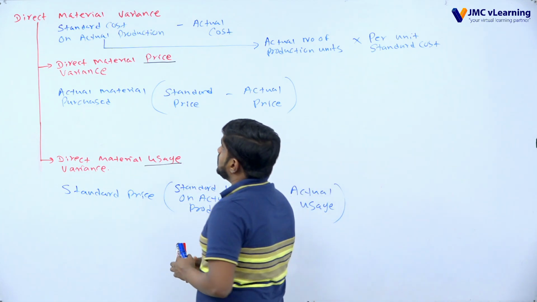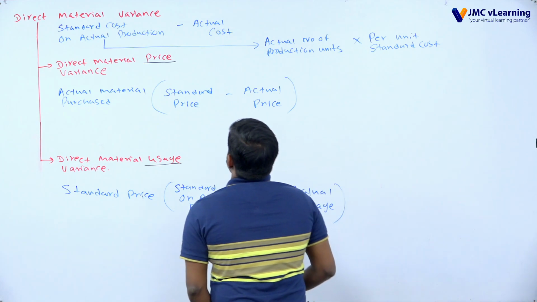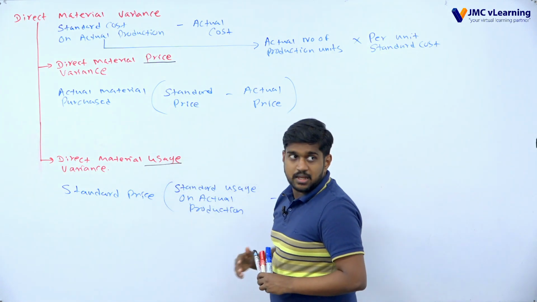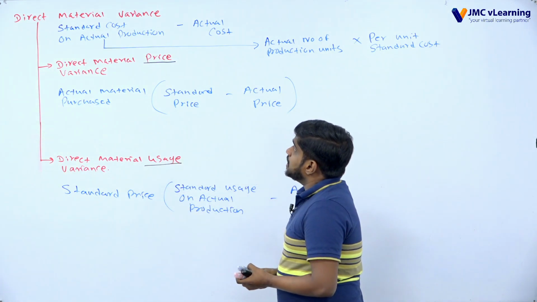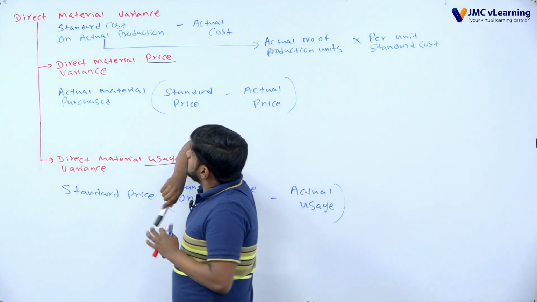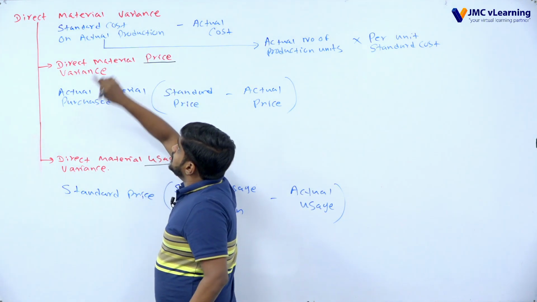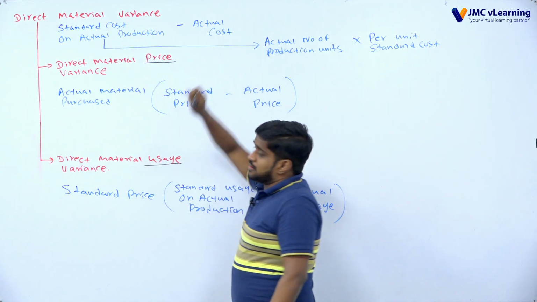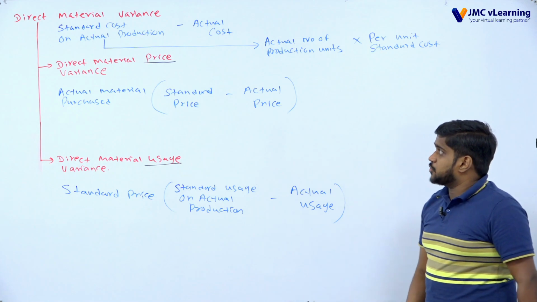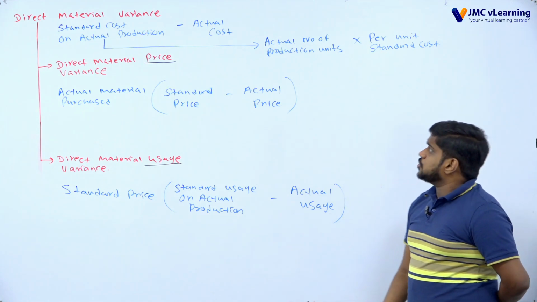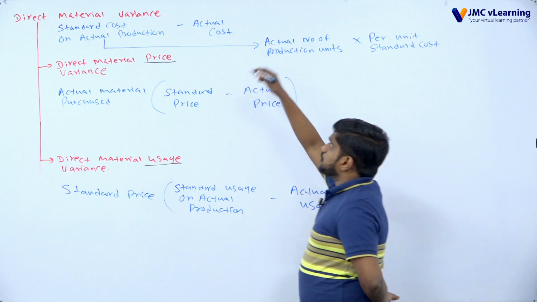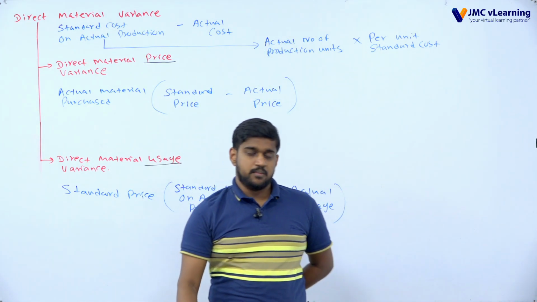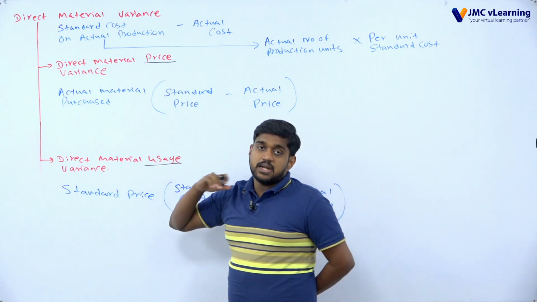Then most important thing is then how can we calculate those direct material total variance, then direct material price variance and direct material usage variance. Then simply we can calculate our direct material variance. Then how can we calculate? Standard cost on actual production minus actual cost. Then actual cost directly we can get from our questions. Okay, then we can get directly our actual cost. That means actual cost that we incurred for the material directly we can get.